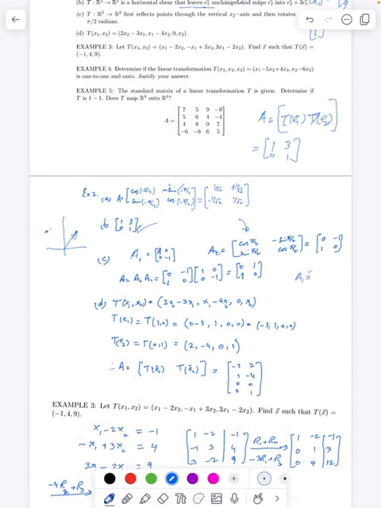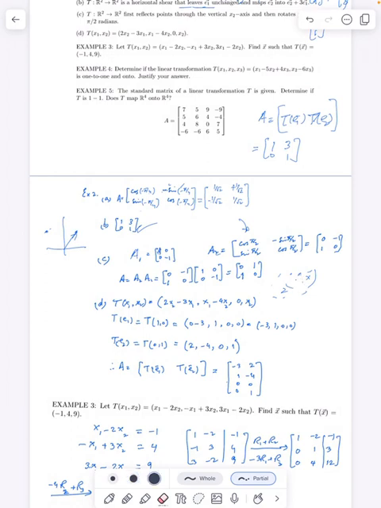So what did it do? It reflected the vector about the vertical axis. And then once we had that, then we multiplied by A2, which rotated the vector by pi over 2. So it means you have to have the A vector in this order. So A will be equal to A2 times A1, not A1 times A2. You have to be careful when finding the products of matrices here.